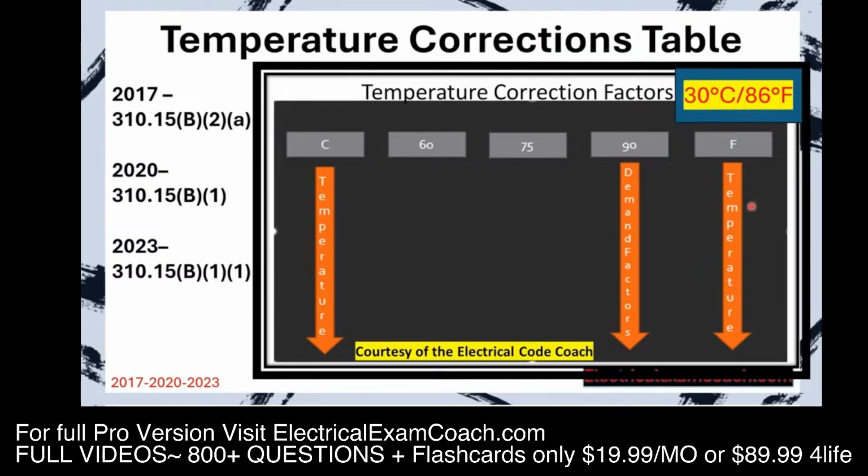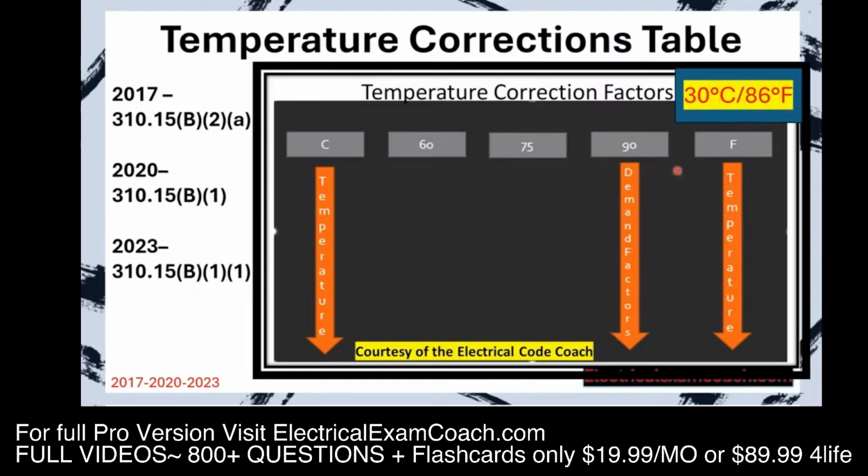Once we know that we're in the right table, let's break down the table. On the left-hand side, we're going to find our column in Celsius. That's if your actual ambient temperature is in degrees Celsius. You would start on the left-hand side, find the degrees in Celsius, and then finish the process that we're getting ready to learn. Across the top, you'll see a 60, 75, and 90 degree C column, and those correspond with the 60, 75, and 90 degree C columns of our starting ampacity table. Then on the right-hand side, you'll notice degrees Fahrenheit, and that's if your ambient temperature is listed in degrees Fahrenheit.